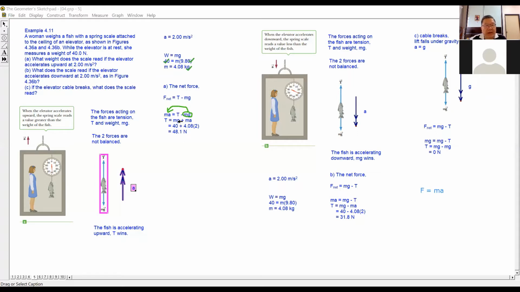What is mg? mg is the weight of the fish, and it is given to us. How much is it? 40 newtons. So I replace the mg with 40 newtons. What is the mass times acceleration? Mass we have found out earlier, 4.08. Acceleration, they told us, is 2 meter per second square. I add up these two, so I know the tension in the weighing scale is 48.1 newtons.